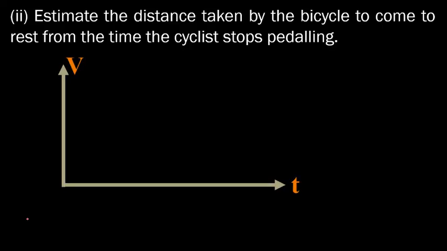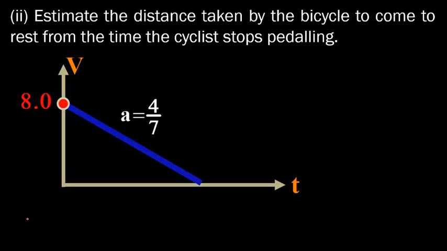Estimate the distance taken by the bicycle to come to rest from the time the cyclist stops pedaling. I use the v-t approach. Suppose that this is the v-t graph for the bicycle. Velocity at the beginning is 8 meters per second and it comes to a stop, so it is a line with a constant slope, and the slope is negative 4/7 because the absolute value of acceleration is 4/7. So this is a deceleration. It comes to a stop.